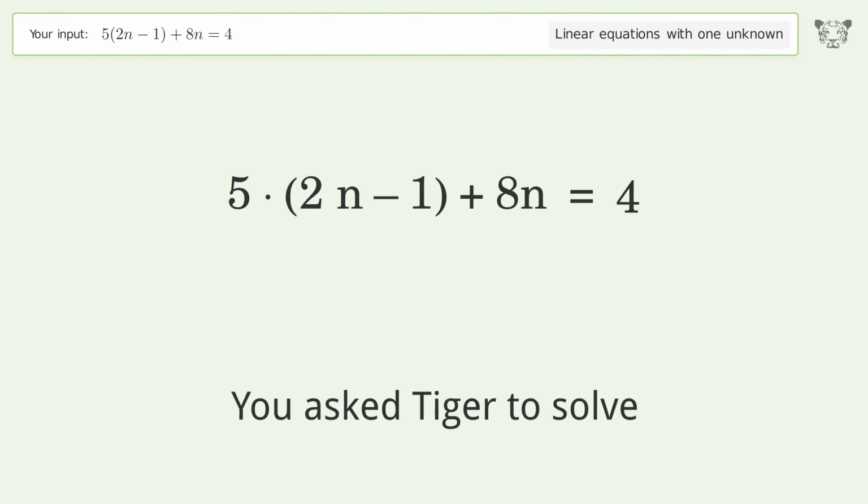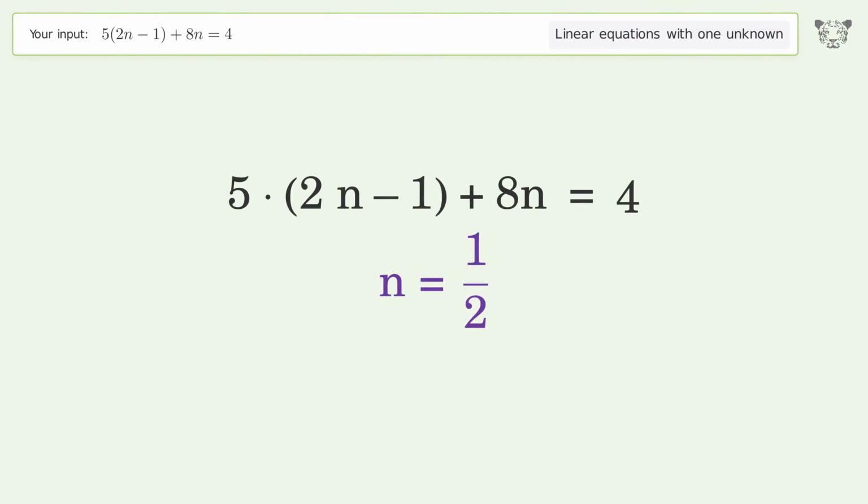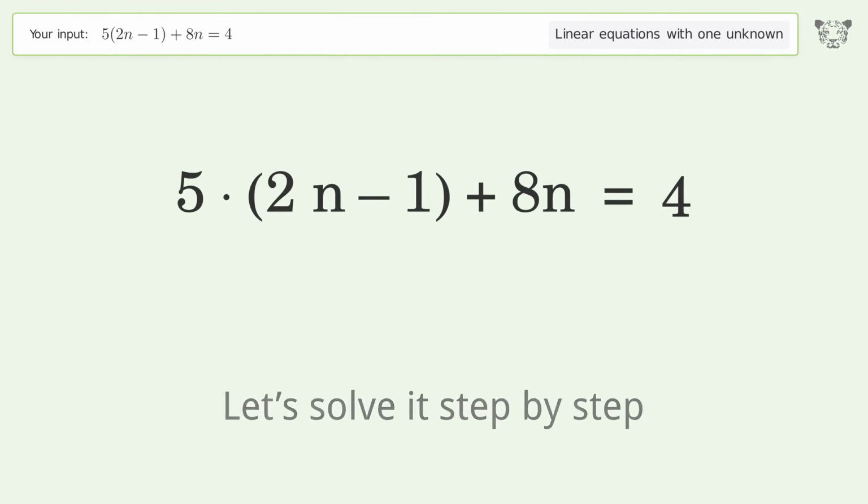You ask Tiger to solve. This deals with linear equations with one unknown. The final result is n equals 1 over 2. Let's solve it step by step.